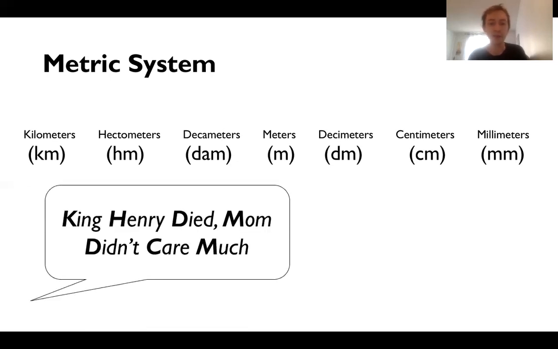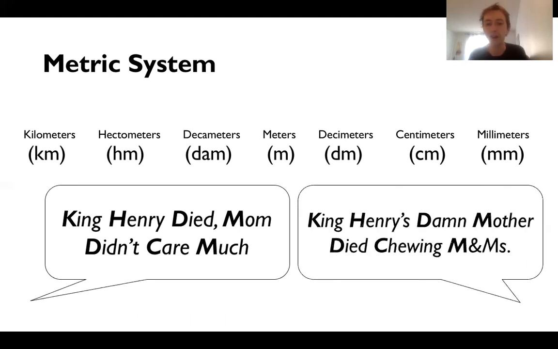King Henry died, mom didn't care much, something like that, to help you remember the correct order of these measurements. Or the slightly more inappropriate version that I was taught, King Henry's damn mother died chewing M&Ms. Whatever helps you remember them, you get to choose. Okay, by the way, remember their abbreviations as well.